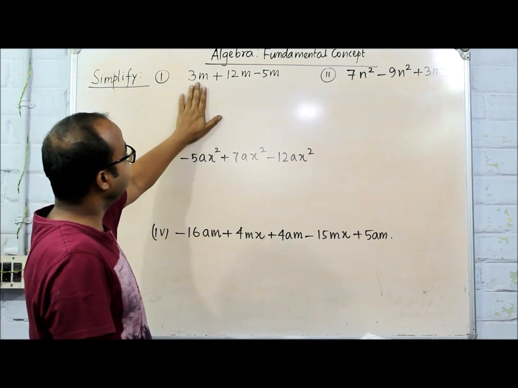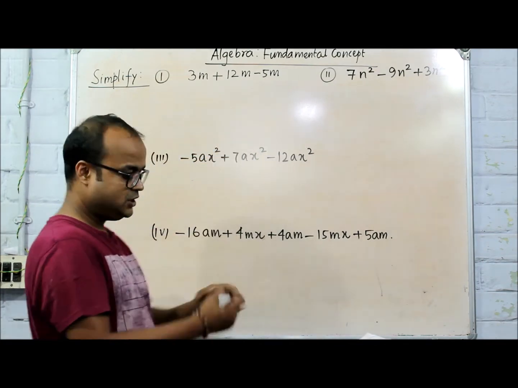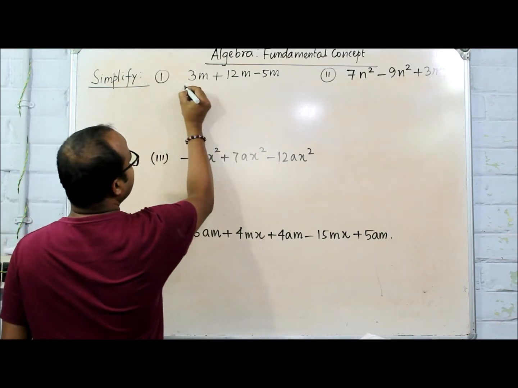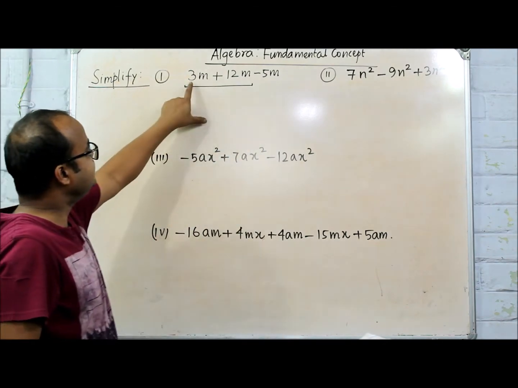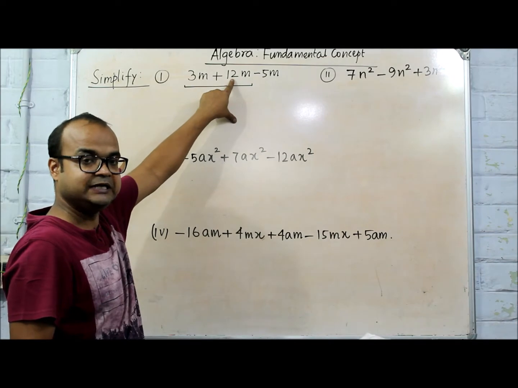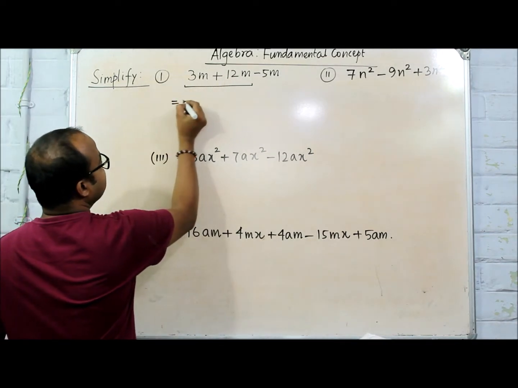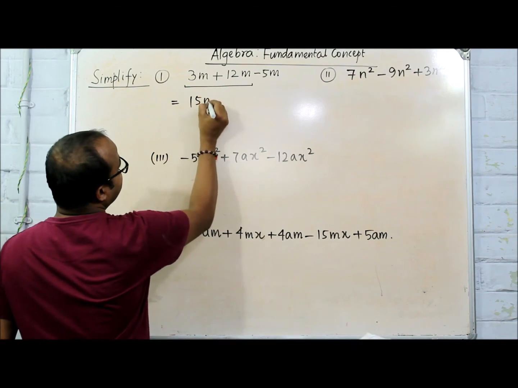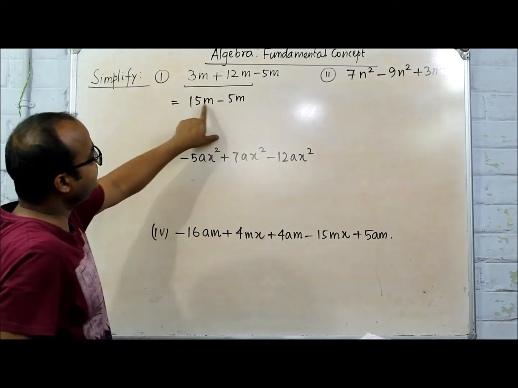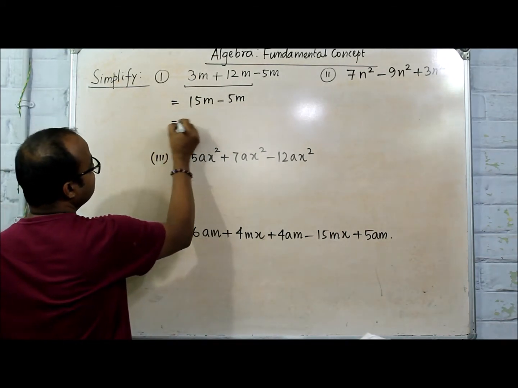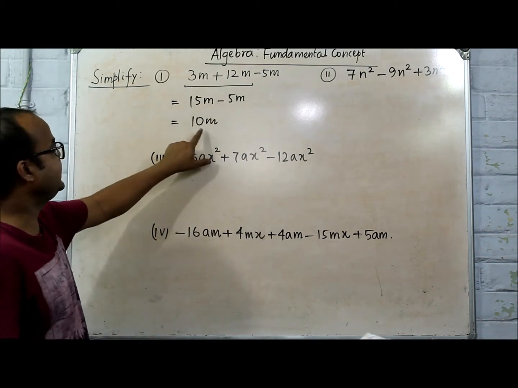First sum, it is given as 3m plus 12m minus 5m. So first we simplify these two. 3m plus 12m is equal to 15m, same sign, so we need to add. So this is equal to 15m minus 5m. 15m minus 5m is equal to 10m. So the answer is 10m.